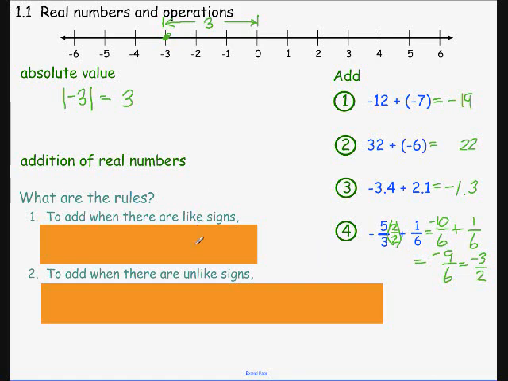Let's look at these rules to add when there are like signs.